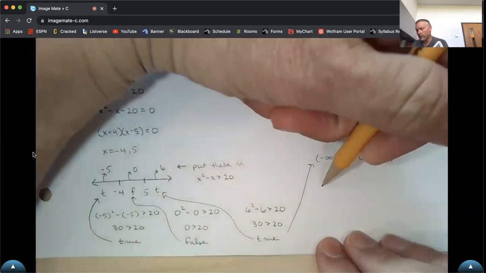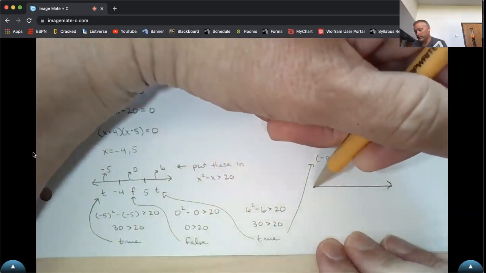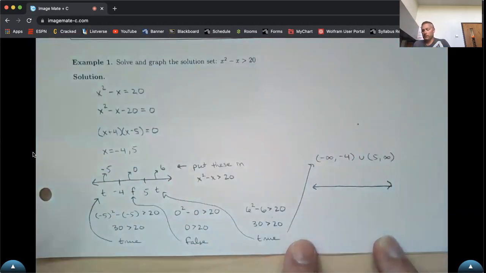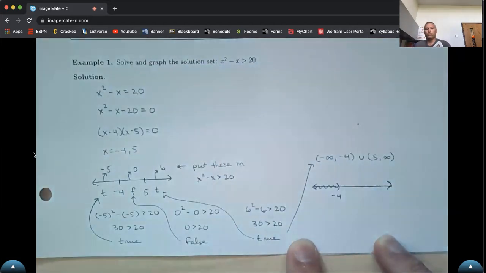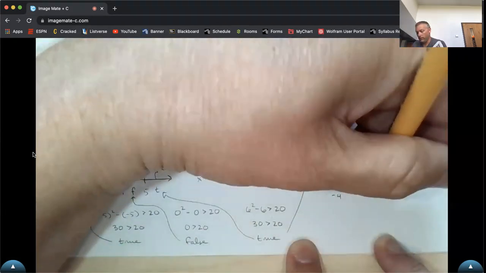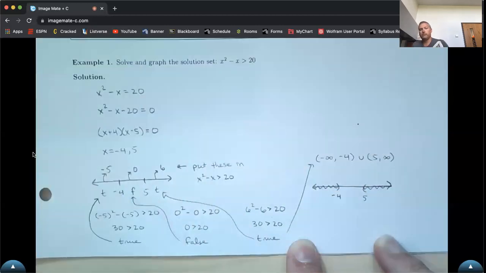So the way we graph this on the number line, that's the other thing that's asked for us on MATLAB. Well, you have all the numbers left of negative 4 and all the numbers right of 5.